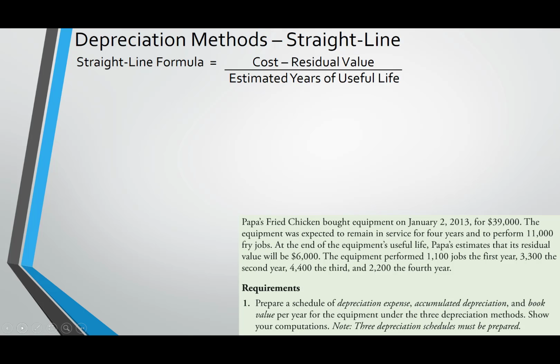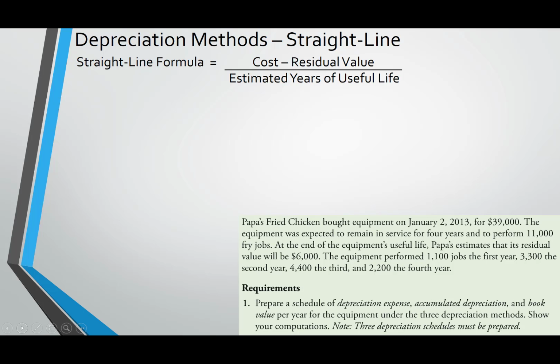Now remember, of the 3 different methods that we have, again, straight line, units of production, and double declining balance, we want to make sure that we look at each of these in particular, and remember, you have a choice. Typically, you can choose which method you're using, and if you have a choice, go with the easiest one, and that's what straight line is. All right, so let's look at this.